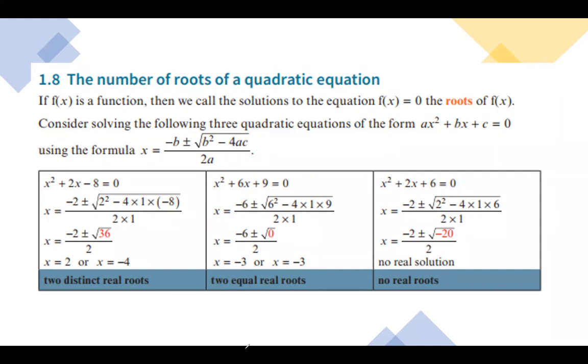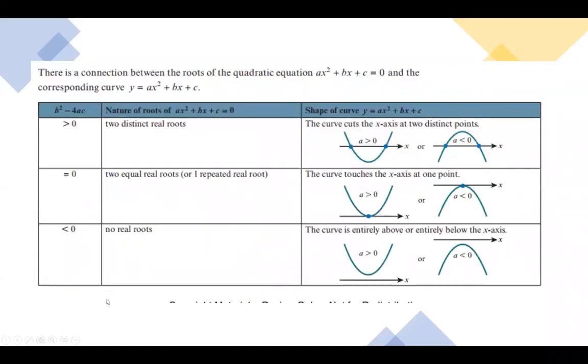Okay, now move forward. There's a connection between the roots of a quadratic equation and their shape or graph. When discriminant is greater than 0, so two real and distinct roots, the curve cuts the x-axis at two distinct points. In this case a is greater than 0. For example, we have two roots, x equals 2 and x equals minus 3. So this is the case when a is greater than 0.